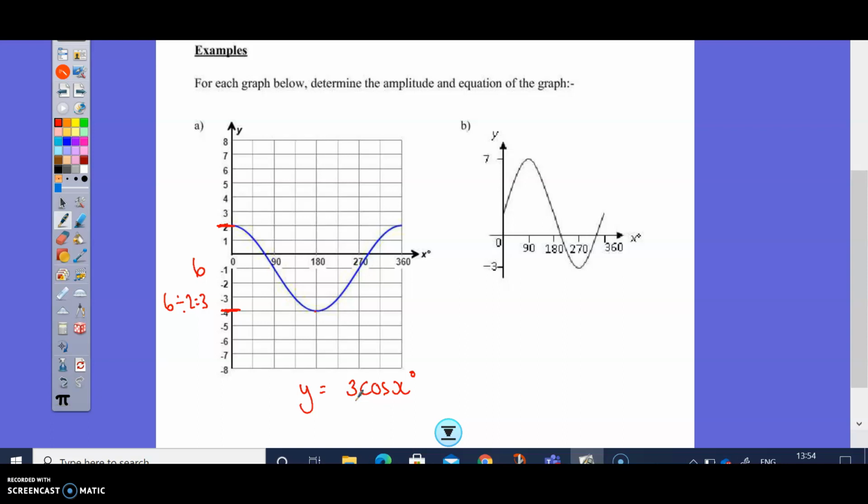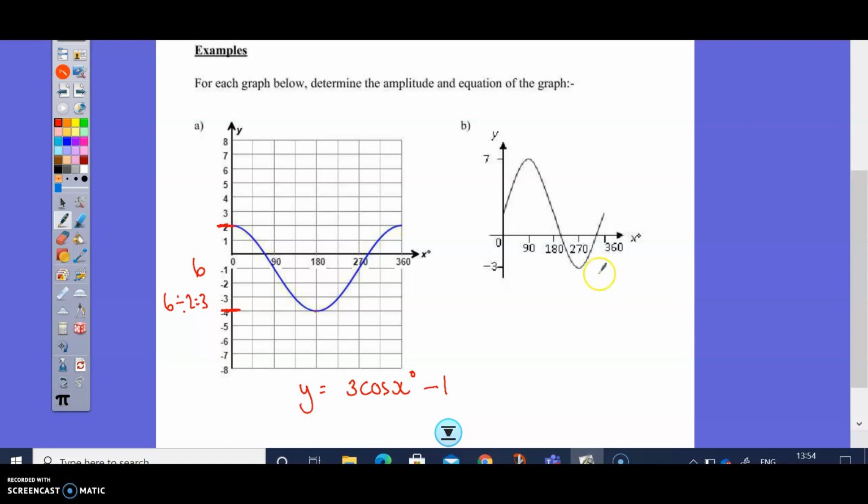Now 3 cos x would normally go up to 3, down to minus 3. But this only goes up to 2, and down to minus 4. So we must have taken 1 away. So that has equation y equals 3 cos x minus 1.